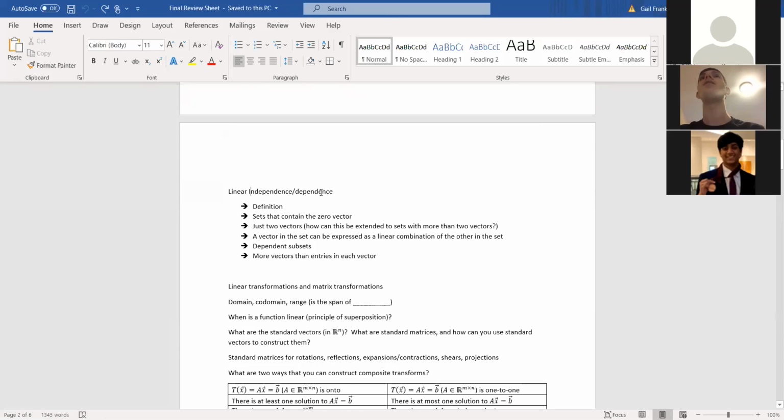So linear independence. The columns of A, which are vectors, are independent when Ax equals 0 has only the trivial solution. So a set of vectors is independent when there are no free variables in that system. If vectors are dependent, then you do have nontrivial solutions. You do have free variables.